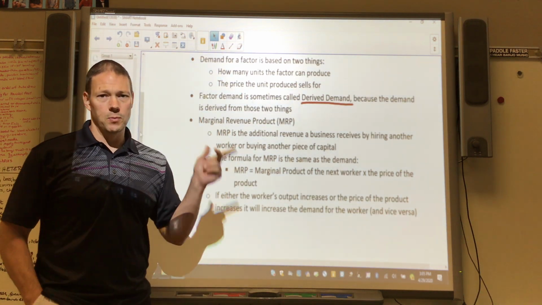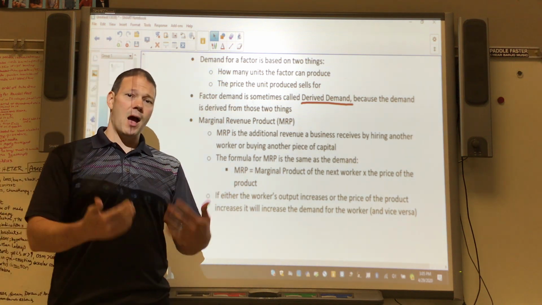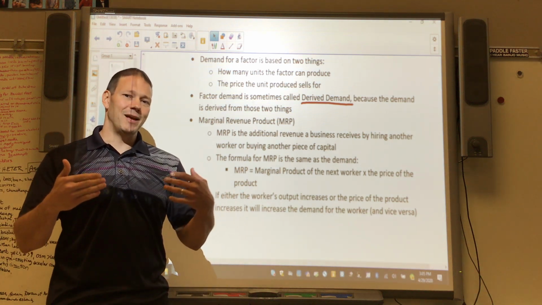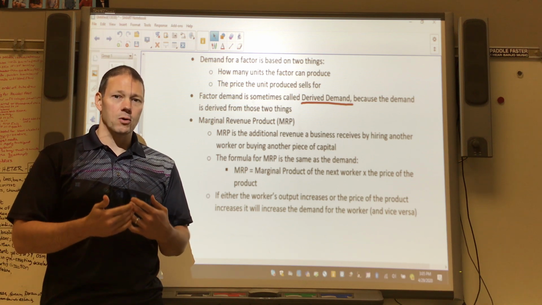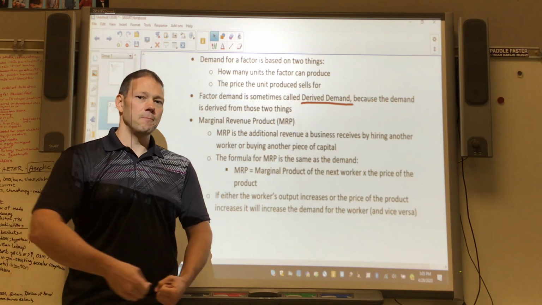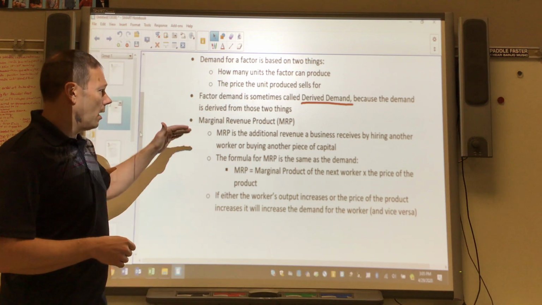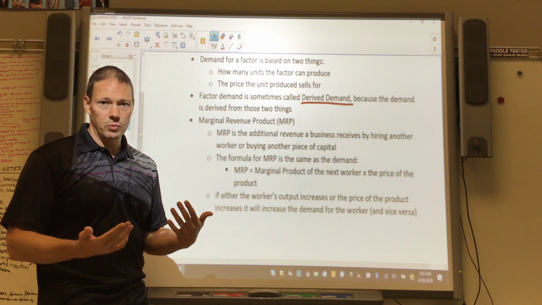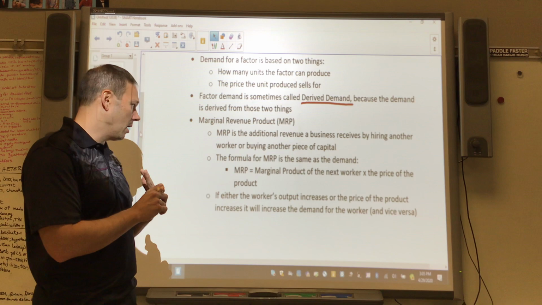The other concept that we get from this that you probably hear even more often is what's called marginal revenue product, or MRP. Essentially, marginal revenue product is this: if I hire another worker or if I buy another piece of machinery, how much additional money is brought into my company as a result of that hire or purchase? So it's how much more money is brought in by hiring or purchasing another unit. The formula for that, MRP and demand for a factor being the same thing, is how many units are produced times the price of the product.